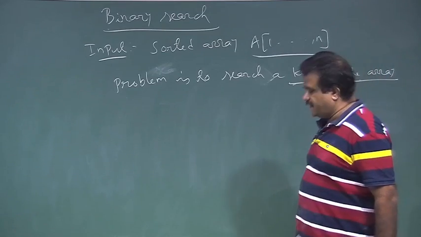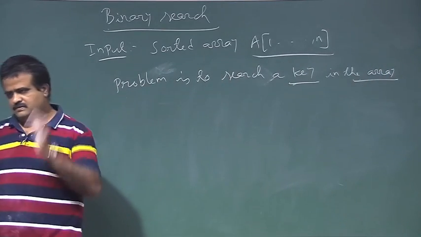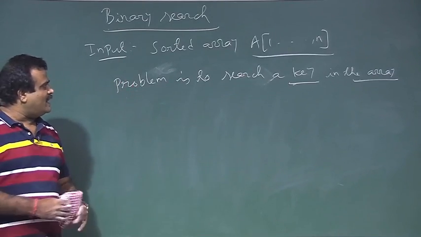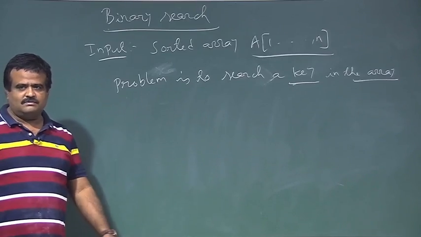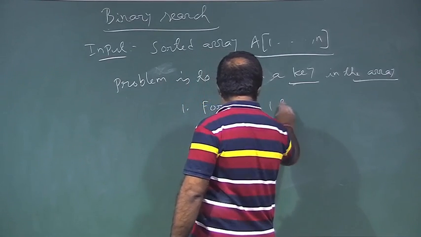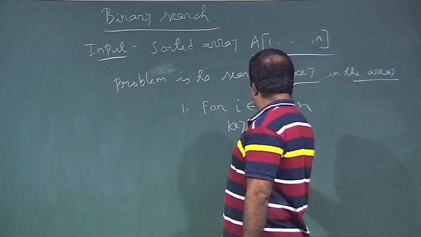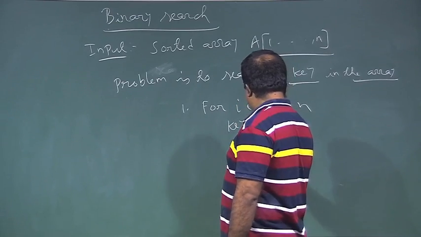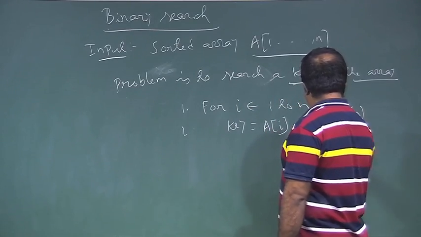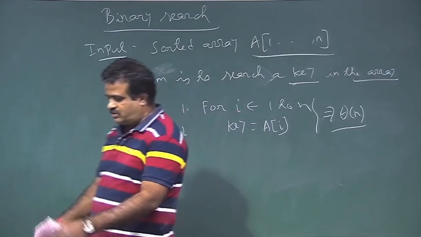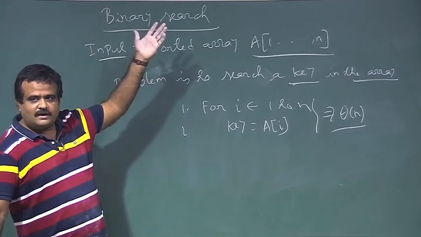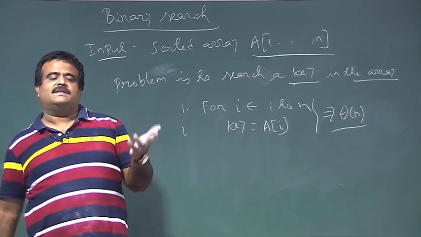Okay. So, how can we do this search? What is the naive approach? If we have an array, we can just do the linear search, just for i equal to 1 to n, we check whether key is equal to a i or not. Very simple one. This will take theta of n time, because we are not bothering whether they are sorted or not, but we have the information that they are sorted. So, we need to make use of that.